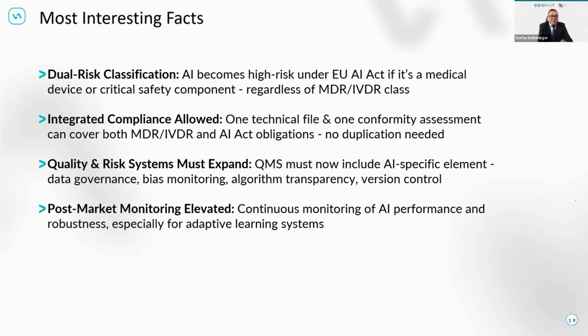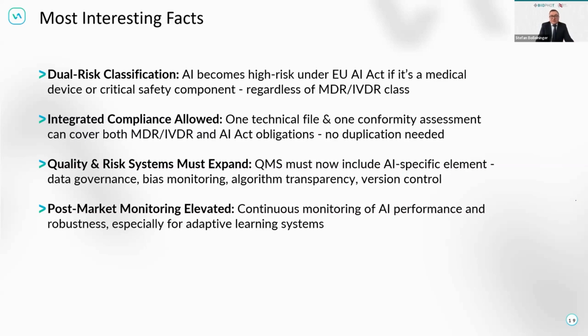In addition, one of the most interesting things is that integrated compliance is allowed. So you can have one technical file and one conformity assessment based on the digital omnibus. However, that means there are additional steps you need to consider. Quality management and risk management systems need to expand to include the AI-specific elements, which is very important, and also post-market surveillance, since AI has a lot of changes in the system, especially the adaptive systems. We need to consider those.